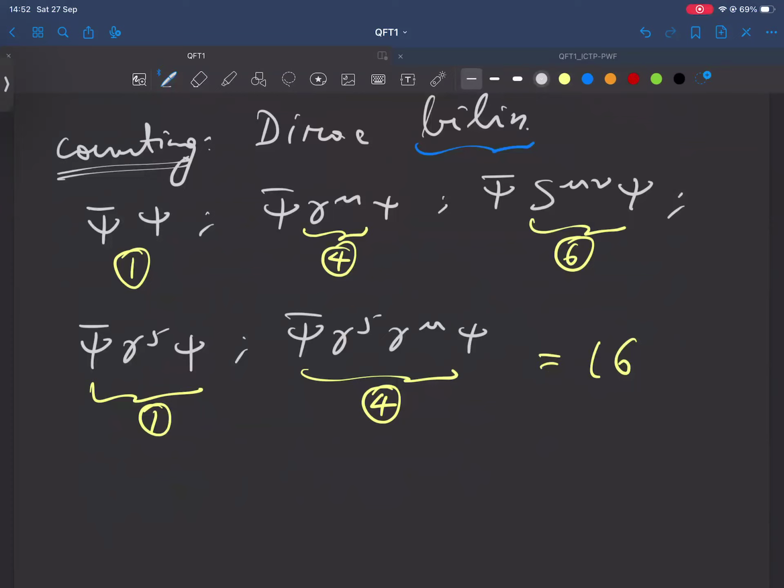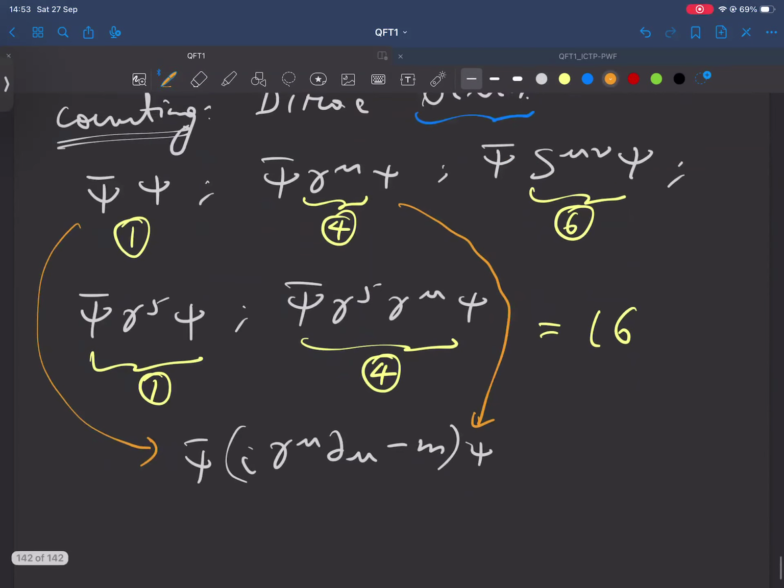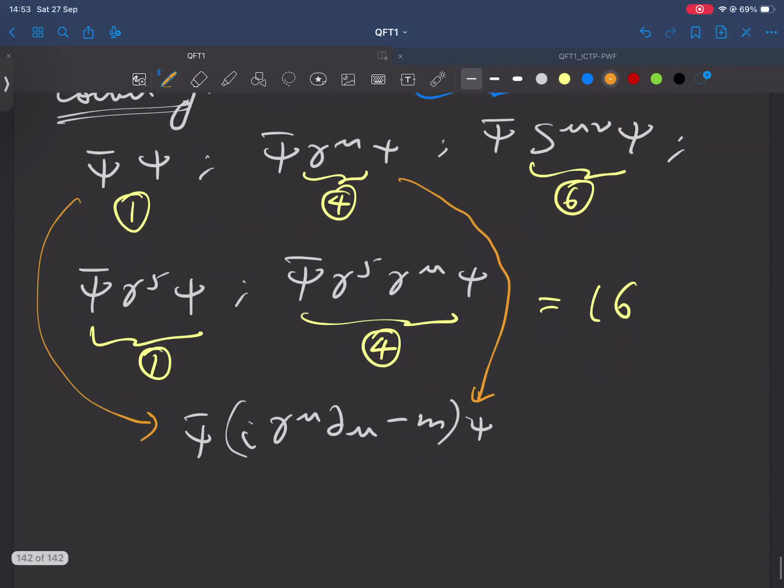We wrote down the simplest one, which was psi bar (i gamma mu del mu minus m) psi, and that only involved two bilinears, the scalar bilinear and the vector bilinear. That was the simplest one that we wrote down, and that gave us the Dirac equation. We will see that even the simplest looking equation will give us so much leverage when we quantize it.